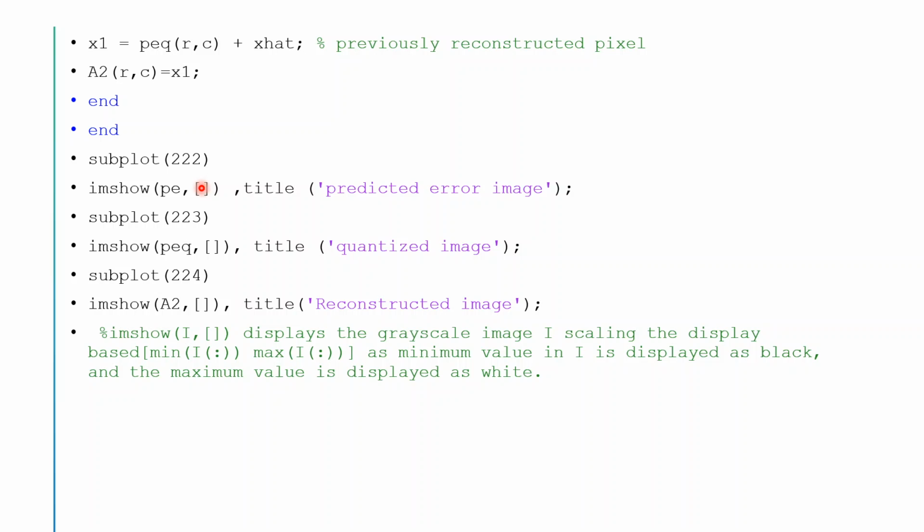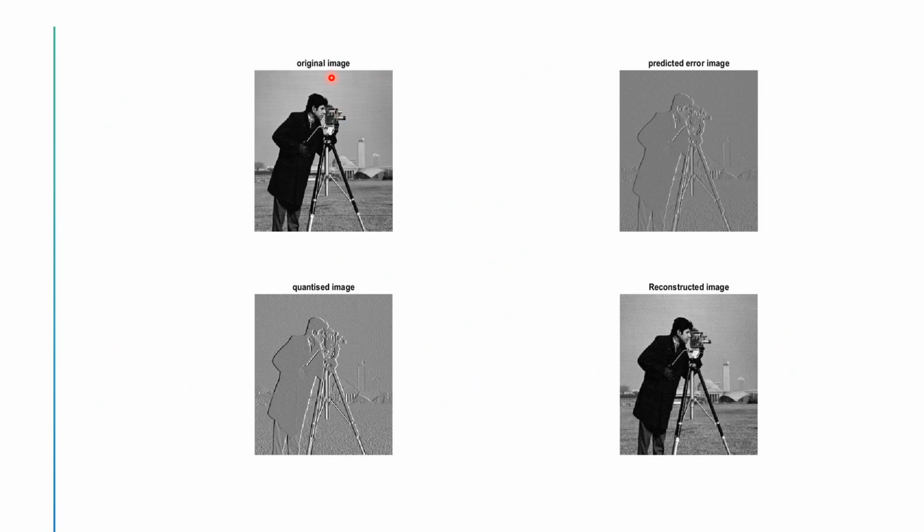Then we subplot them. P is the predicted error image, PEQ is the quantized image, and A2 is the reconstructed image. Here we see I comma and the square brackets, this means that the minimum value of I is mapped to 0 and the maximum value of I is mapped to 255, so we get a full range mapping of I from 0 to 255. Here we get the result.